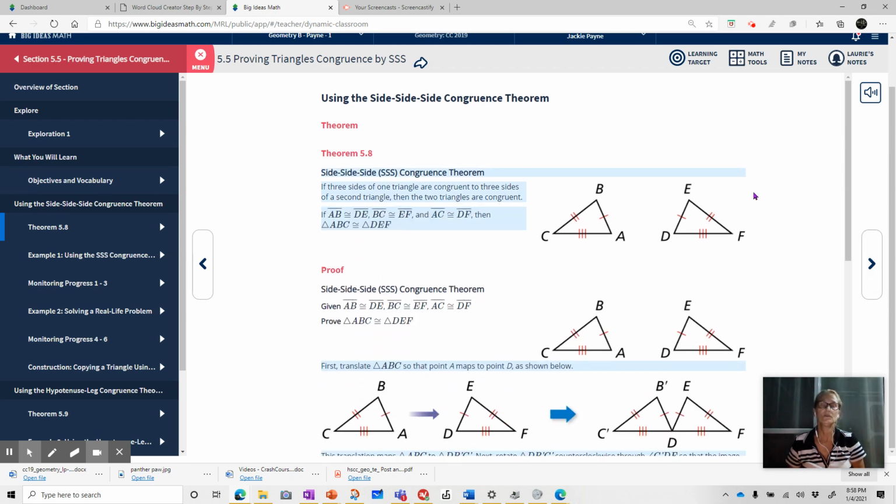So we're just going to go through these congruence theorems. Theorem 5.8 says that if three sides of one triangle are congruent to three sides of a second triangle, then they must be congruent. The only way that can happen is if AB is congruent to ED, BC is congruent to EF, and AC is also congruent to DF, and they are in their corresponding parts. So if the two triangles are congruent, the angles are also congruent. Every corresponding part in each one of those triangles is congruent.